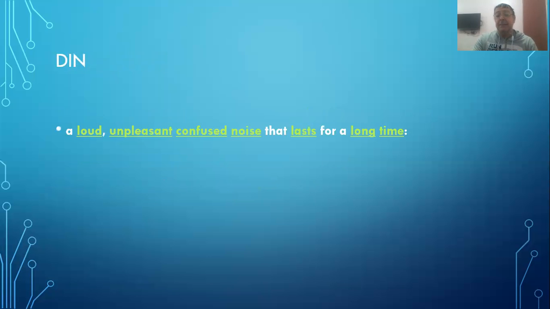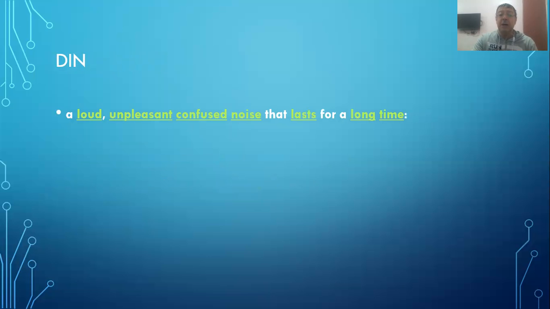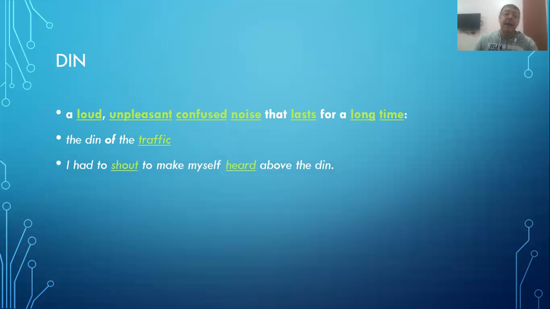Din. Din is a noun and it means a loud, unpleasant, confused noise that lasts for a long time. For example, the din of traffic, the hustle, the bustle, the noise, and so on. I had to shout to make myself heard above the din. So din meaning loud noise, and it is a noun. Another example. The children were making a terrible din.